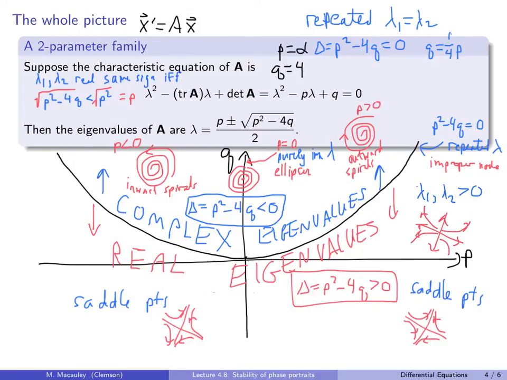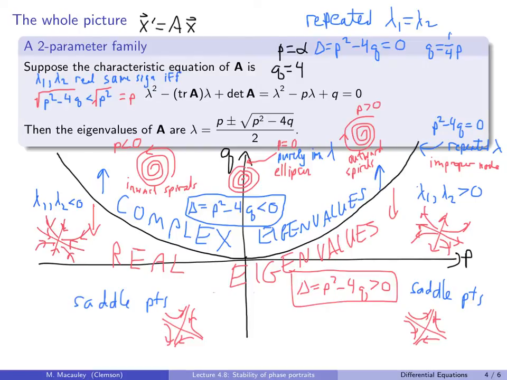So the phase portraits are going to look like this qualitatively for all the points in here. Over here, it's going to be a similar thing, but now lambda 1 and lambda 2 are going to be negative. So we're going to get this node where everything gets sucked in to the origin. It's going to look just like the other one, just with the arrows reversed. So everything goes inward.